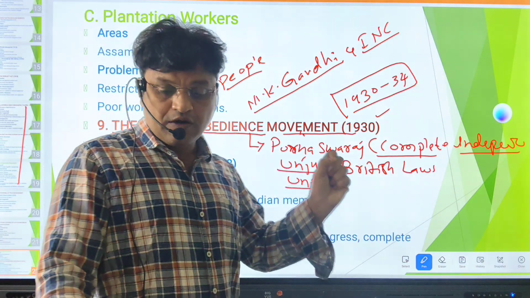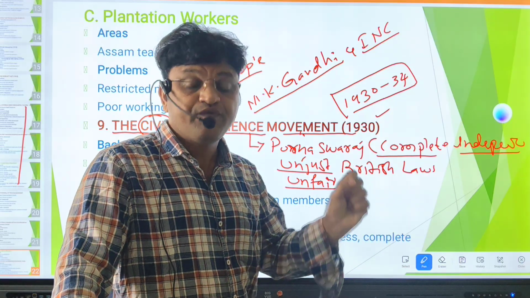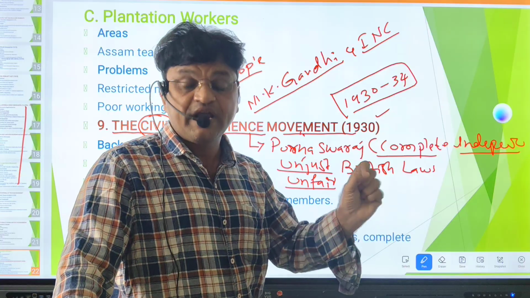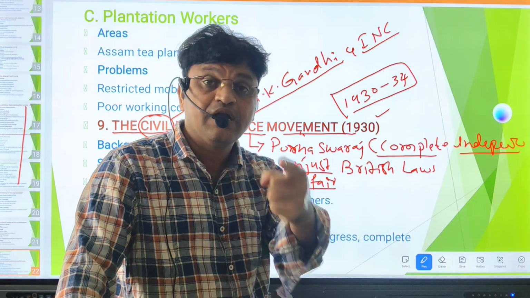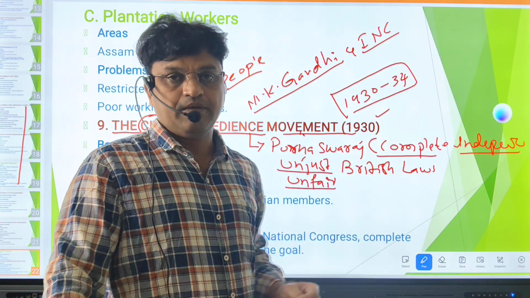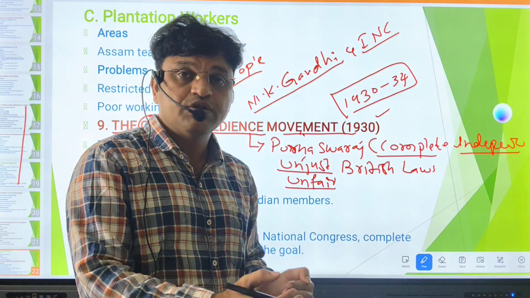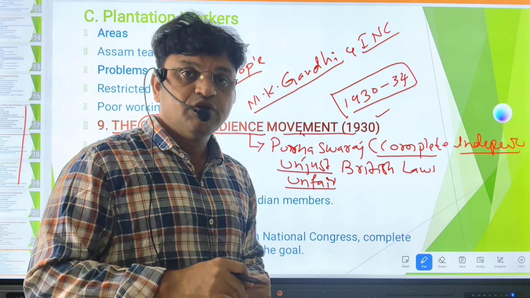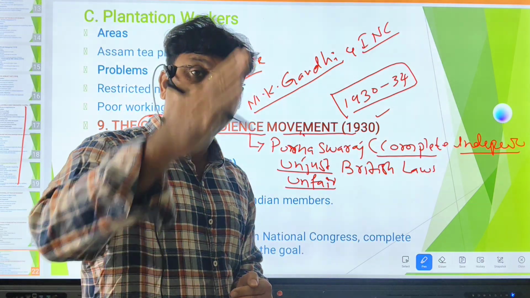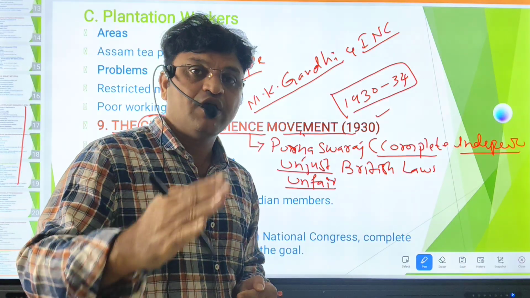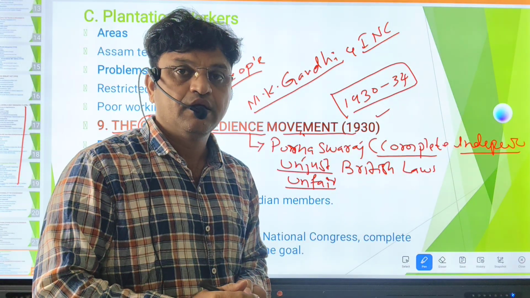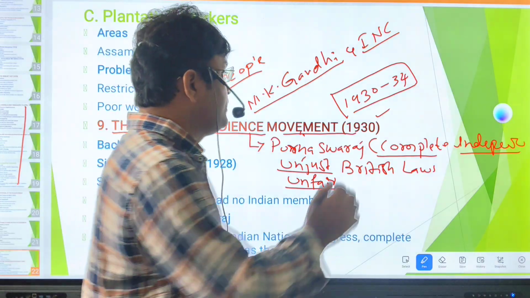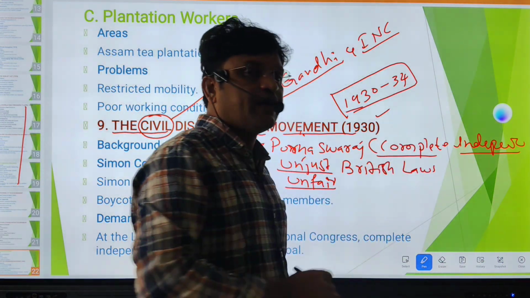Unlike the non-cooperation movement, where people simply refused to cooperate with the British government, the Civil Disobedience Movement encouraged people to deliberately violate the unjust laws. So the non-cooperation movement is about just not cooperating with the British government. But in the Civil Disobedience Movement, you are breaking the laws altogether. You are not following the laws of the British government. This is called the Civil Disobedience Movement, which took place from 1930 to 1934.